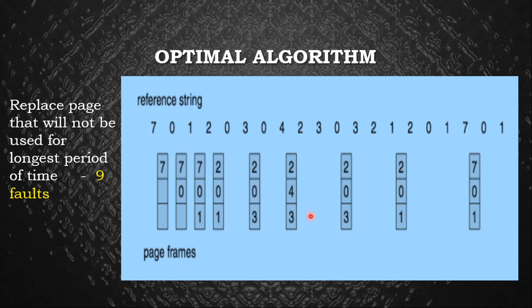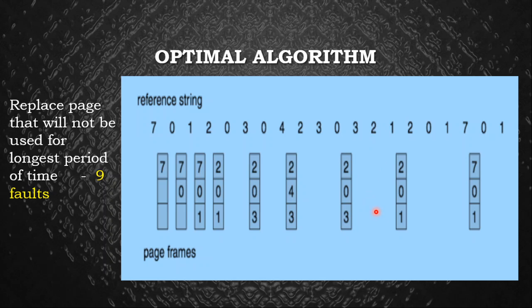Then again 2 is inside, no page fault. 3 is inside, no page fault. Then come to the 0th string. This 0 has to be inserted. Now you have to check whether I can remove 2, 4 or 3. In order to insert this 0, I check these 3 frames. Why 3 frames? Because in the given problem, the page frame size is 3. While checking these 3 frames, 3 and 2 are needed immediately. But there is no occurrence of 4 nearby. So what you have to do is replace this 4 by this 0. So 2, 0 and 3. 3 is already here, no page fault.